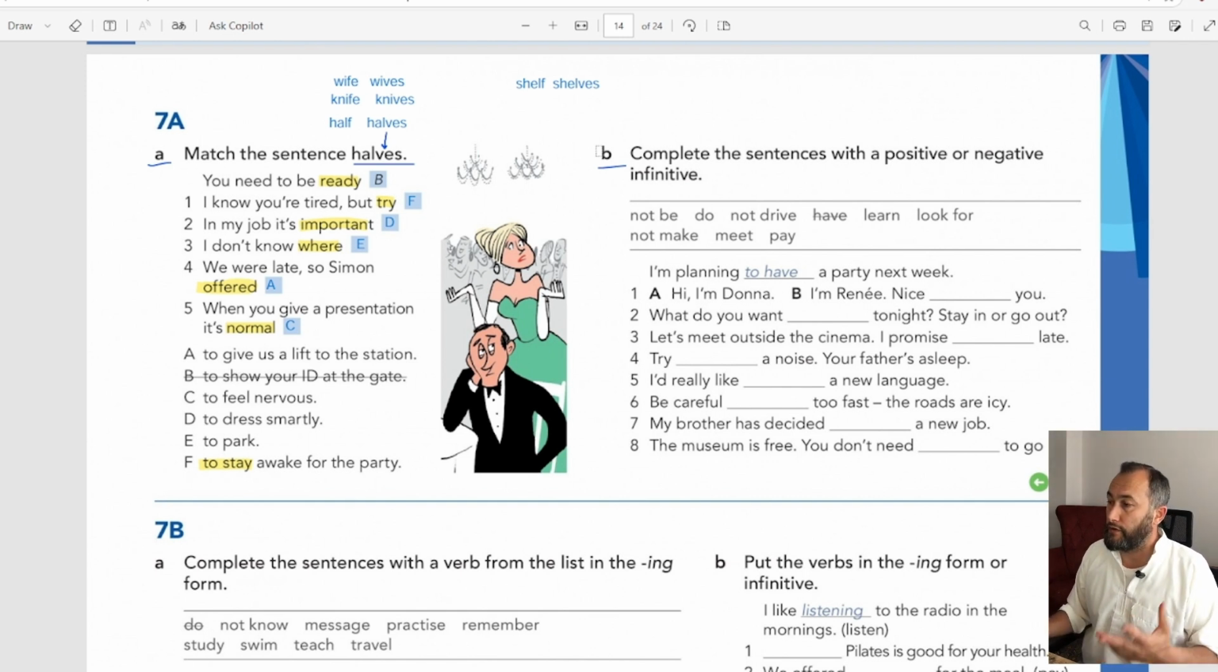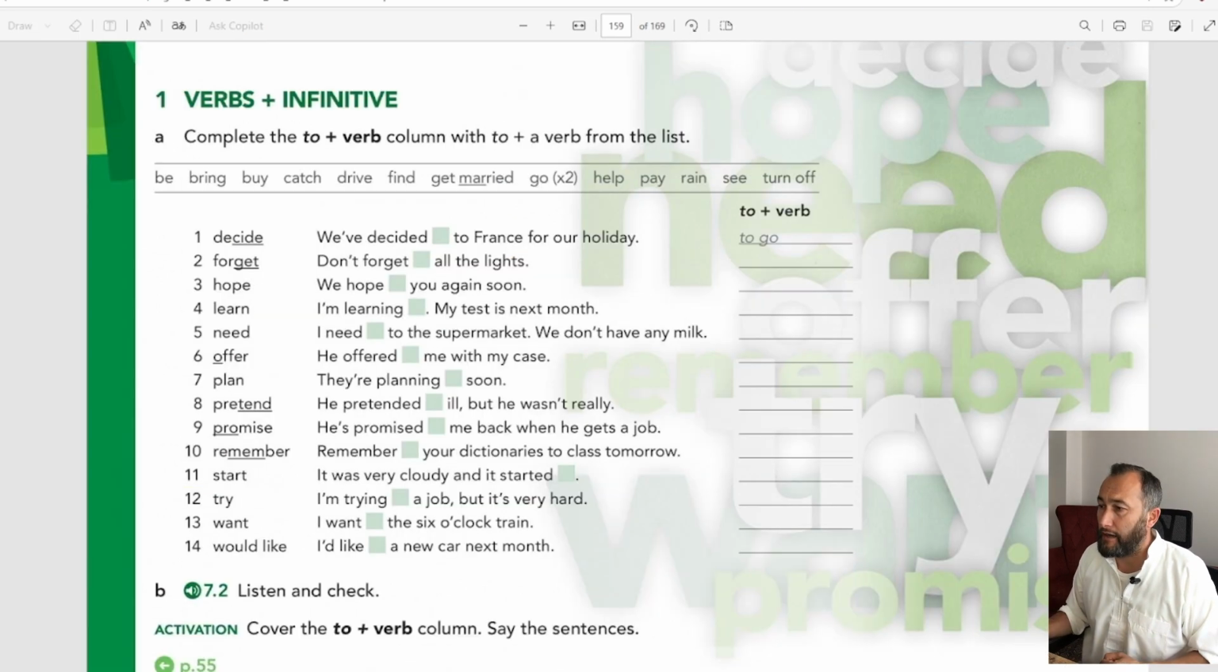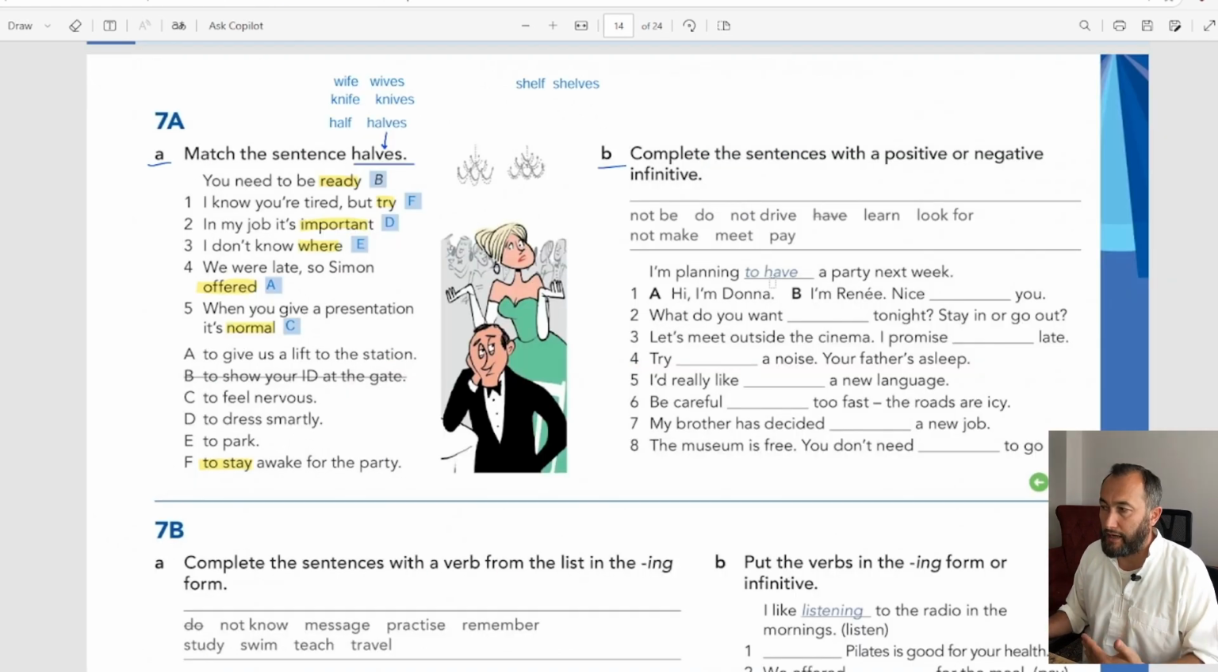That's it. So we're moving to B part. Complete the sentence with a positive or negative infinitive. Positive infinitive, negative infinitive. For example, not be. So this is the negative. Not make, negative. And to is positive, obviously. So I'm planning. After plan, as you can see here, plan is number 7. Plan is one of these 14 verbs, after which we must use to plus infinitive. So I'm planning to have. The have is gone.